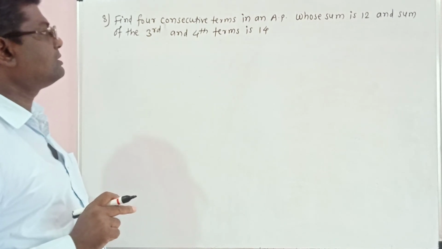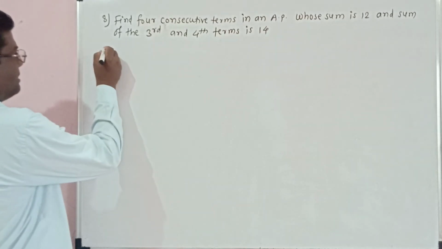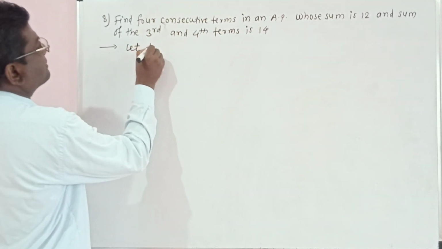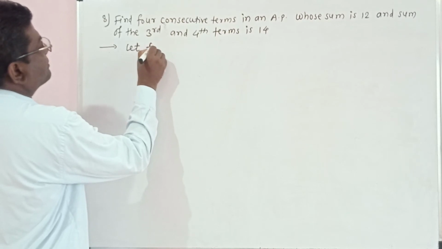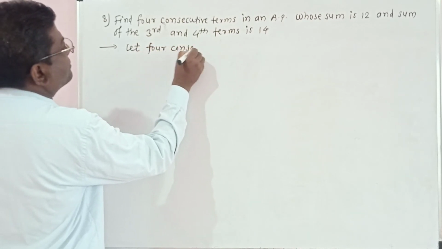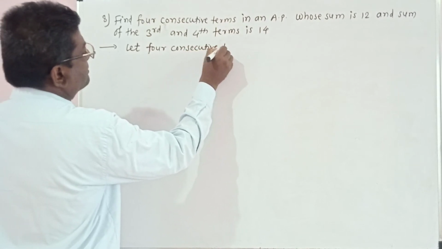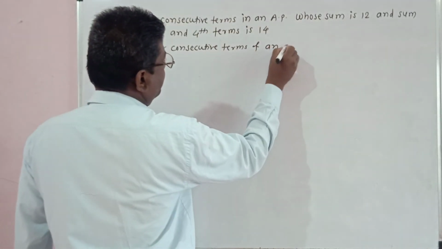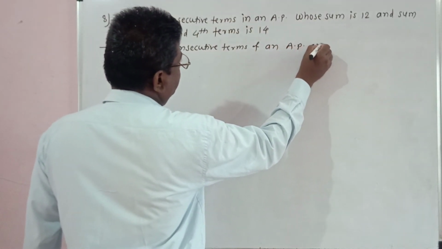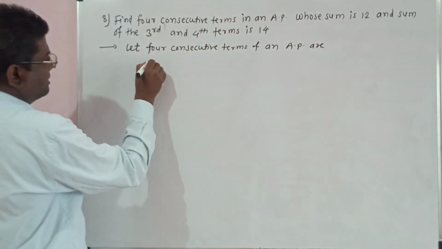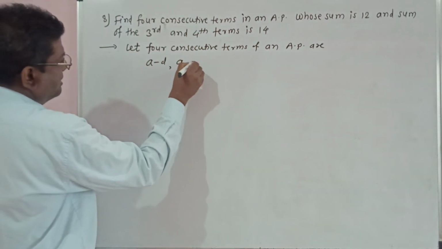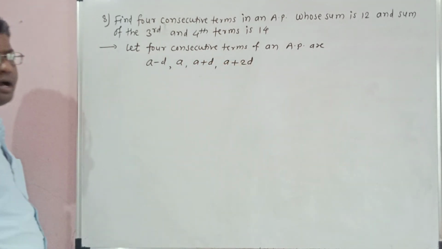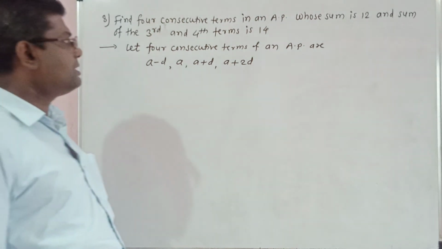Question number 8. Find the 4 consecutive terms in an AP whose sum is 12 and sum of the third and fourth terms is 14. Now let's solve this example. Let the 4 consecutive terms of an AP are A minus D, A, A plus D, A plus 2D.